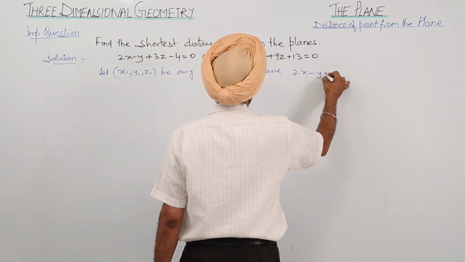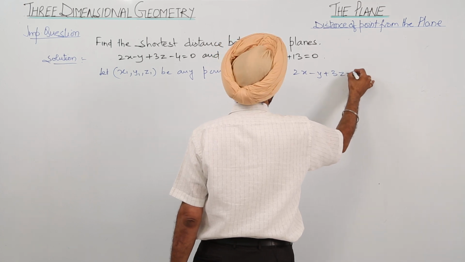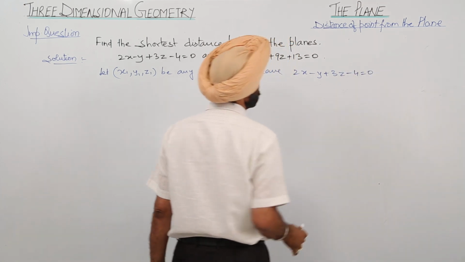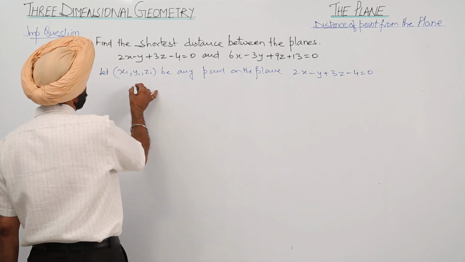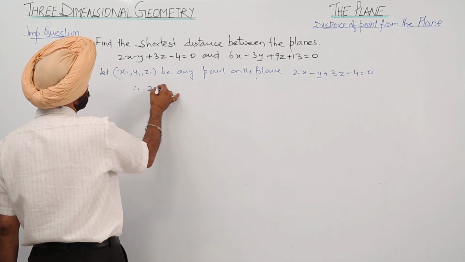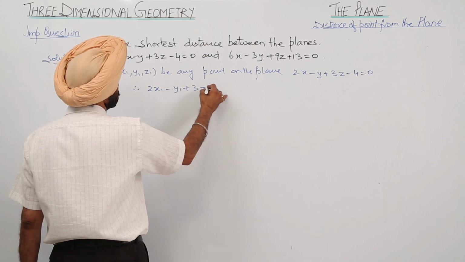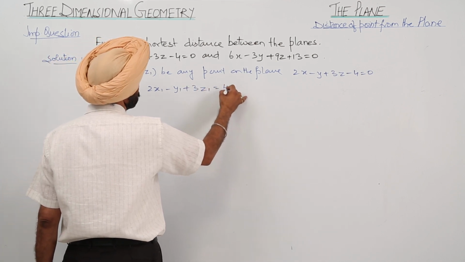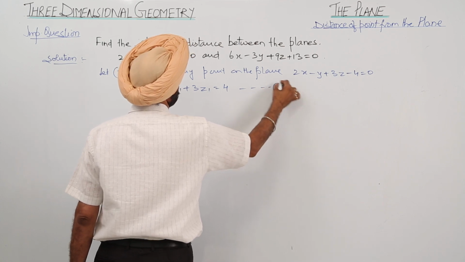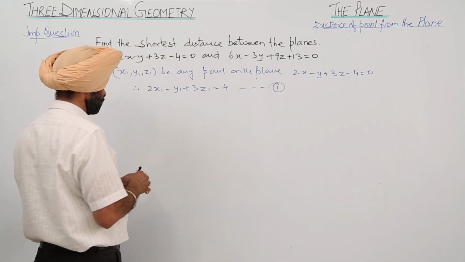2x minus y plus 3z minus 4 is equal to 0. Therefore, we can write it 2x1 minus y1 plus 3z1 is equal to 4. Equation 1.